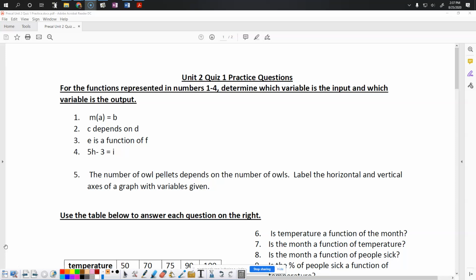And I'm just going to go through every problem on the study guide, so that if you end up having any questions, I can help you out. So for numbers 1 through 4, we're being asked to identify the input and the output. In function notation, you have to know which variable is the input and which one is the output. So I'm going to record my answers over here.